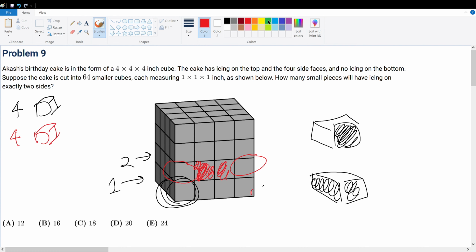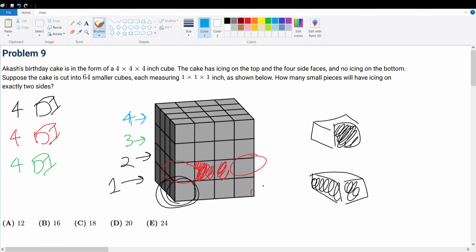What about the third layer? With the third layer, I'll do it in green. Well, that's the same thing. We have the same thing as for the second layer. So we have 4 cubes at the third layer. What about the fourth layer? The fourth layer, I'll do it in blue.